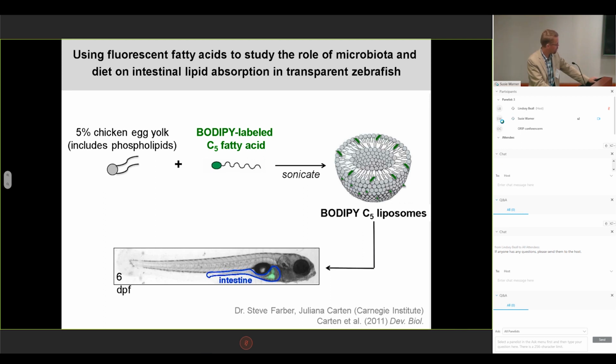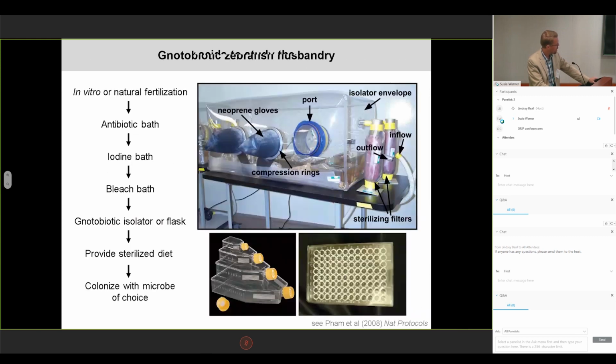And so we wanted to understand how microbes affect this process, and so we collaborated with Steve on this and other projects to use the egg yolk feeding paradigm that he introduced us to, where you incorporate Bodipy-labeled fatty acids into these egg yolk preparations and feed zebrafish.